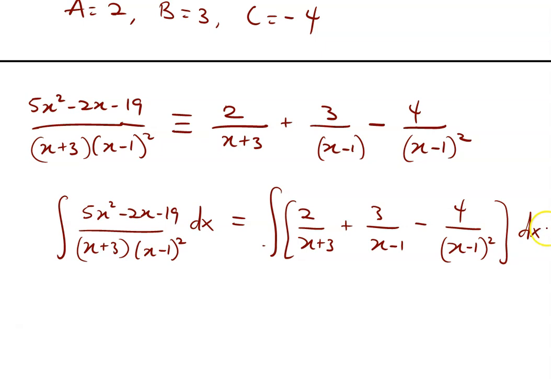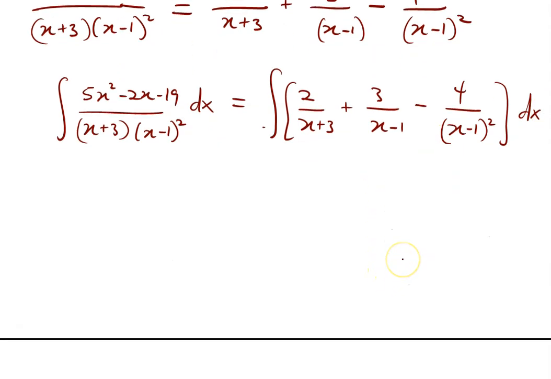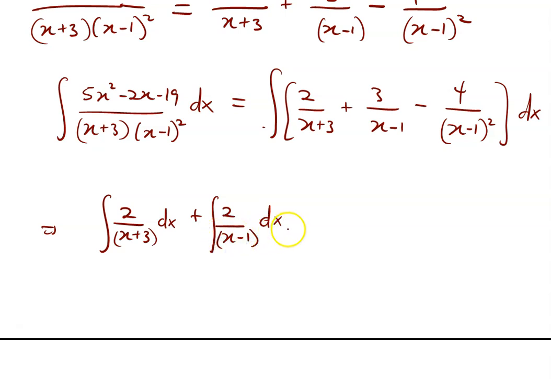Right. So at this point, it's very easy to simplify now. So we are simplifying. We are going to get integration of 2 on x plus 3 dx over here plus integration of 3 on x minus 1 dx. Right, not 2, 3. Praying I don't make a mistake on the way. Yes. Then minus integration of 4 on x minus 1 squared dx.